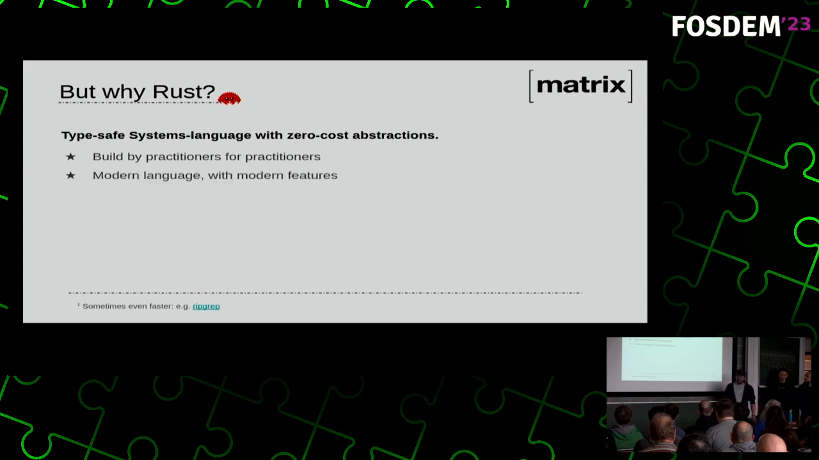Built by practitioners, I said that. So it's a modern language. It reached 1.0 in 2015. It is as speedy as C and C++, sometimes speedier. The most famous example is ripgrep. If you go for that, it's like 10 times faster than the next comparable implementation to grep over a lot of files. And it does all of that without any garbage collector or VM.